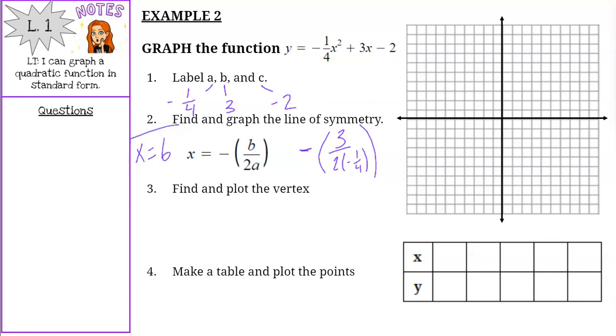So we have x equals 6 is our line of symmetry. So I'm going to count out 6 on my x-axis. 1, 2, 3, 4, 5, 6 is right here. So then I'm going to draw that vertical line through x equals 6.